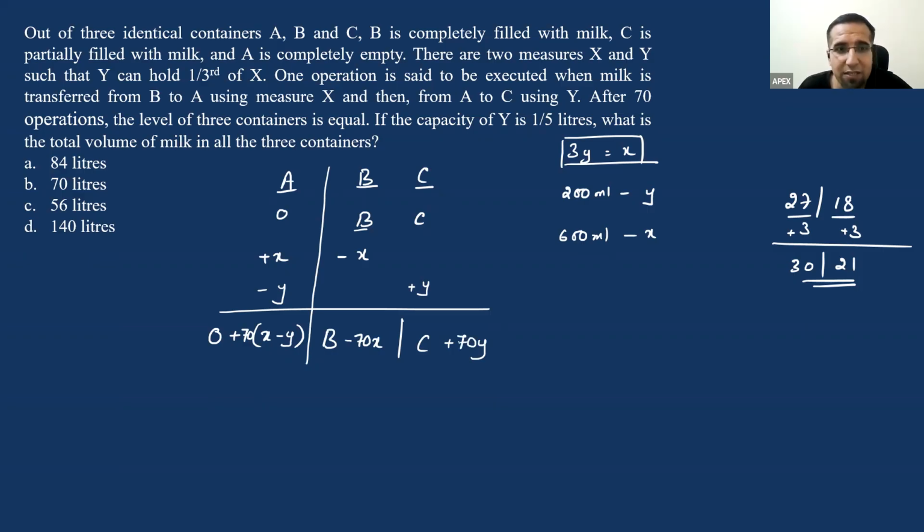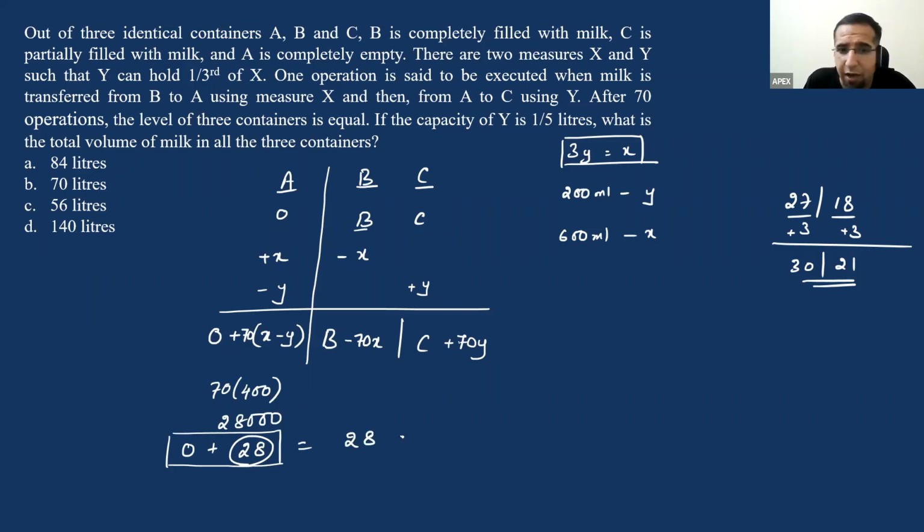Clear? Now, the question says, we know the values of X and Y, by the way. Now, the question says they will have equal levels. Okay. Now, X minus Y is 400 ml. 70 into 400 ml is 28,000 ml, which is equal to 28 liters plus 0. So can I say after 70 such operations, A will have 28. If A will have 28 after 70 such operations, B will also have 28. And after 70 such operations, C will also have 28.